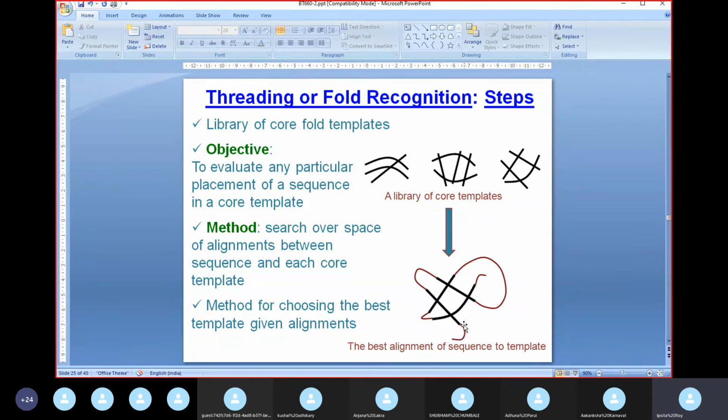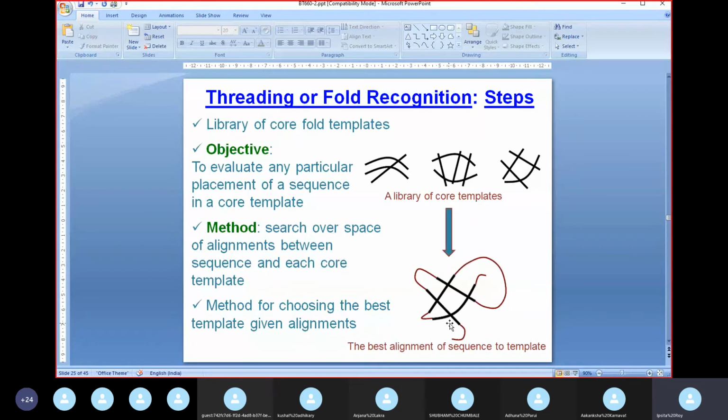Right? So when you do that, you find that this is the fold that fits in very well with the sequence that you have. So this is the best alignment of the sequence to the template. Your aim in this case is to evaluate any particular placement of a sequence onto a core template. The core template is a member of the library. So you already have 1000 existing shapes in the library. Any unknown sequence you try to fit into this core.